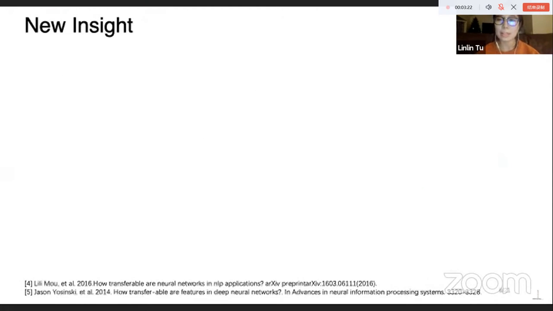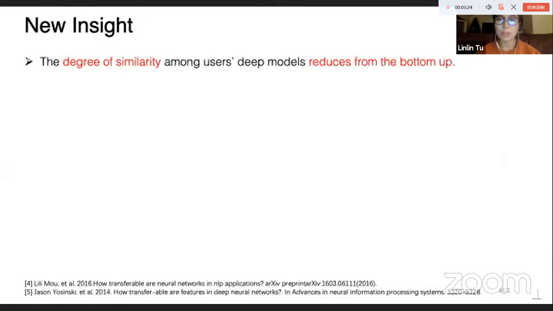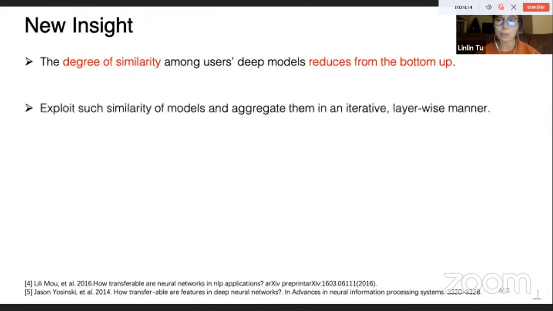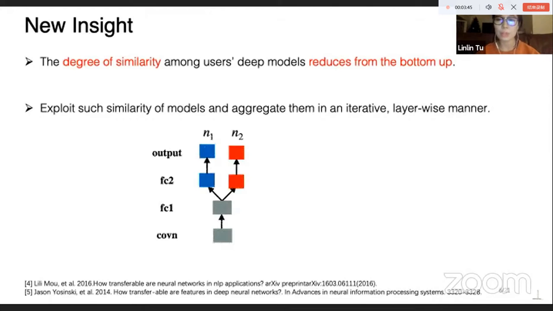Another key insight is that the degree of similarity among users' deep models reduces from the bottom up, as shown in paper 4 and paper 5, which suggests that we can exploit such similarity of models and aggregate them in an iterative layer-wise manner rather than aggregating whole models. As shown in this figure, 2 users only share their lower 2 layers as their model upper layers are more user-specific.